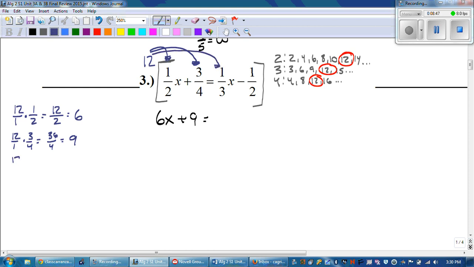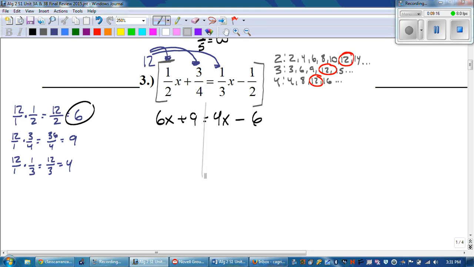Okay, now we have 12 over 1 times 1 over 3. 12 times 1 is 12. 1 times 3 is 3. 12 divided by 3 is 4. And that's 4x minus, we already did 12 times 1/2. We did it right here. Okay, so half of 12 is 6.